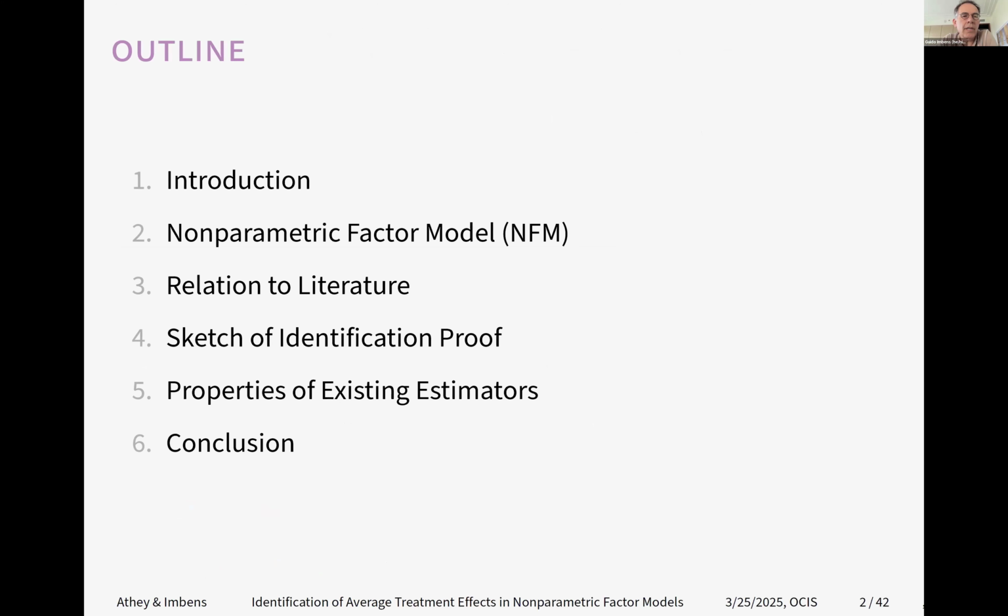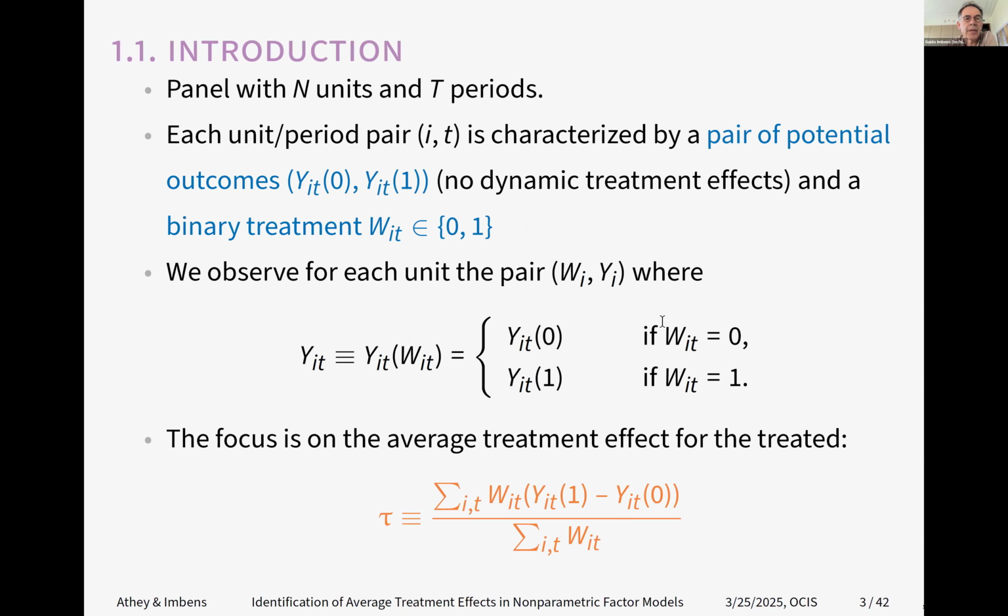So here's the outline. I'll give a brief introduction and talk about the specific model setting we're going to look at. Talk a little bit about the relationship to the earlier literature. I'll give a sketch of the identification proof we're relying on. And then I also want to talk a little bit about properties of some of the estimators that have been proposed previously in more restrictive settings, and what their properties look like in this more flexible setting.